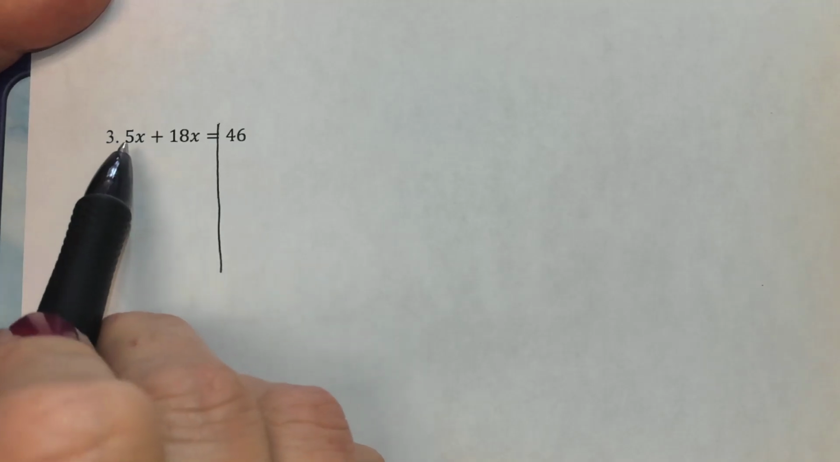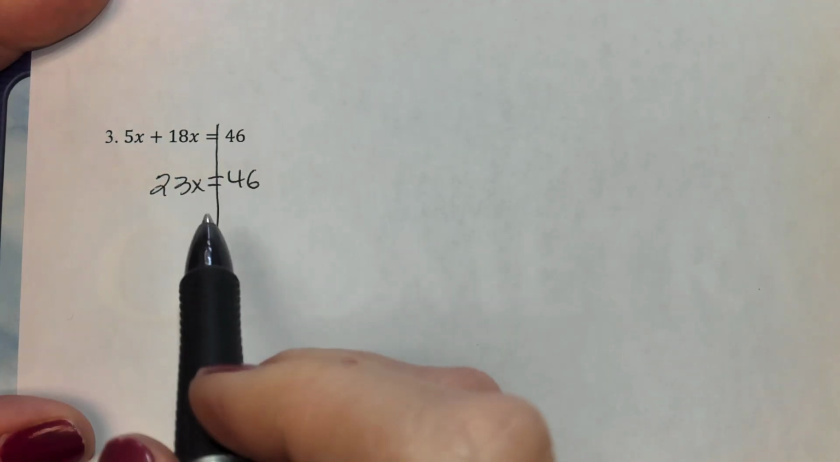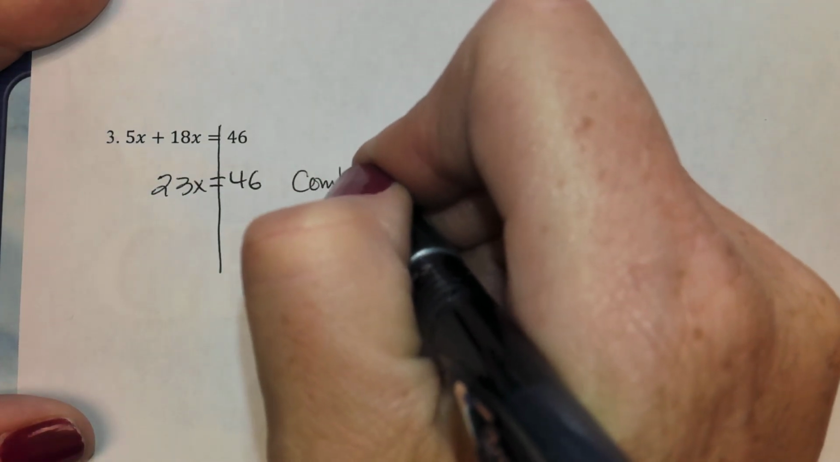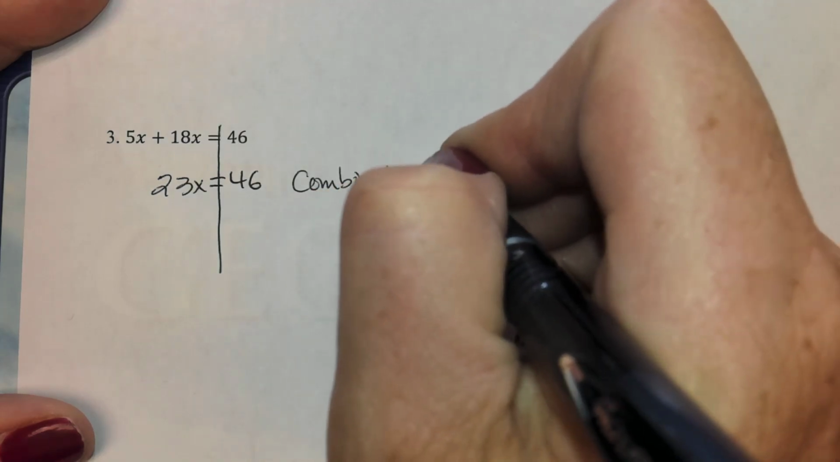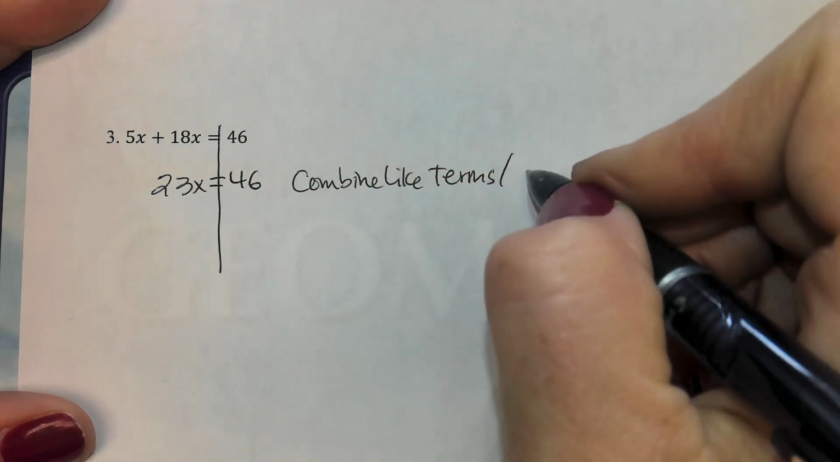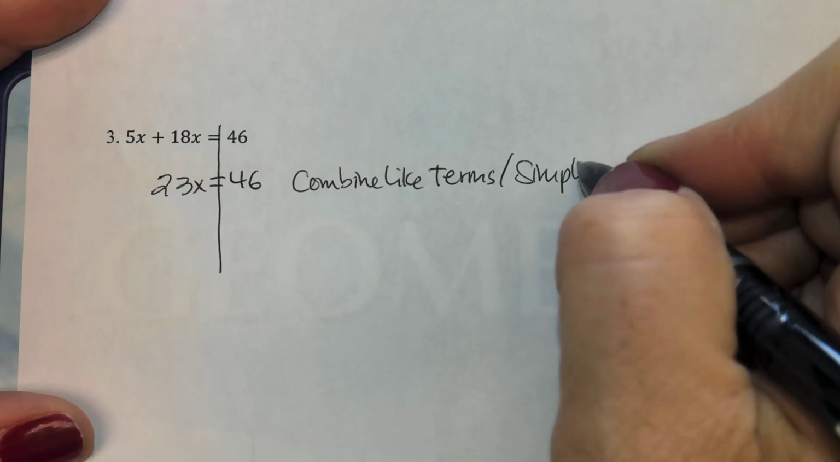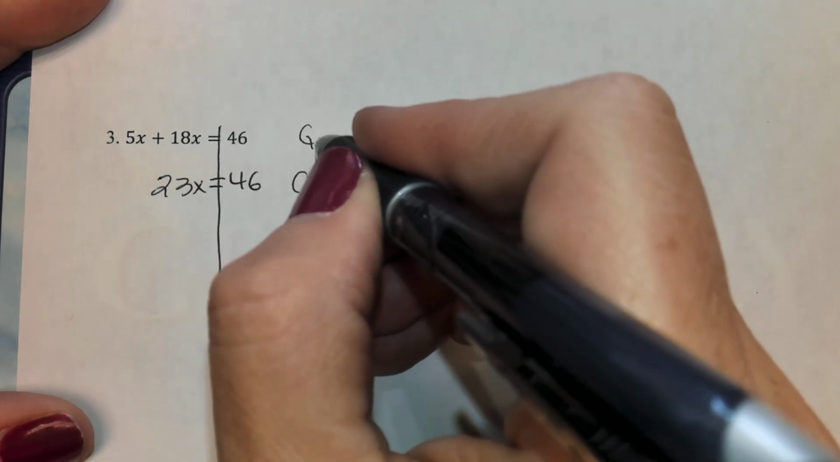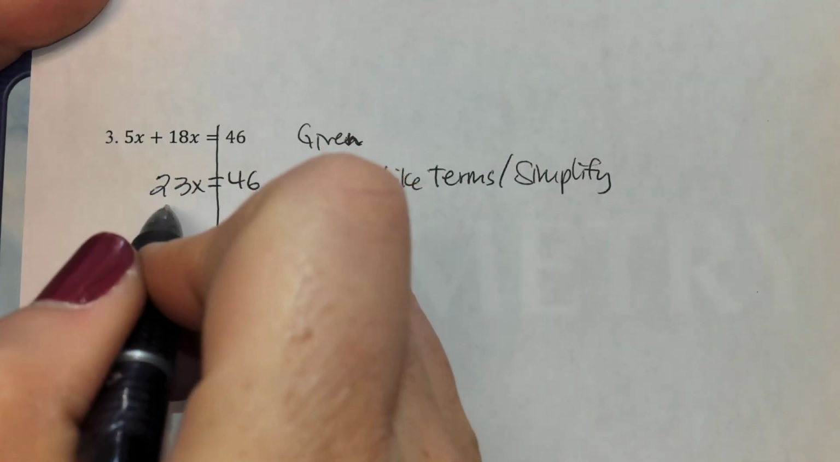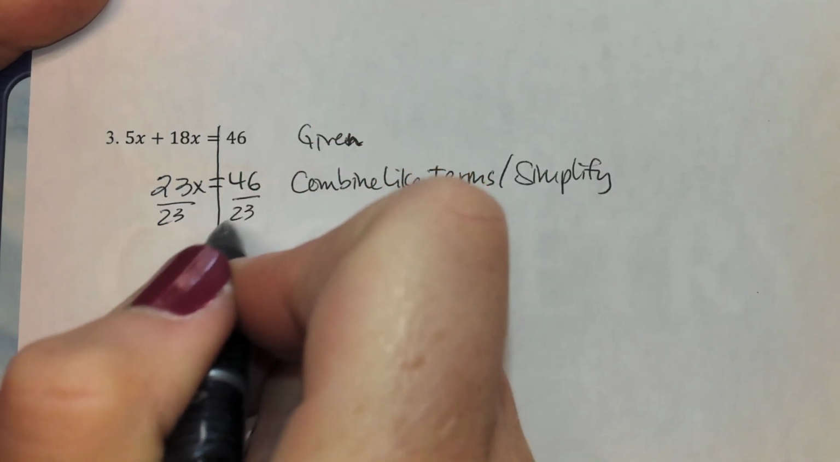This one's just slightly different in terms that we have our x's on the same side. So when I put those together and make 23x, we don't call that the addition property because we didn't move anything from one side to the other. This one could just be called combine like terms. You could also just call it simplify. That's what you were doing. I forgot to write given for that one. And then last step would just be to divide by 23.